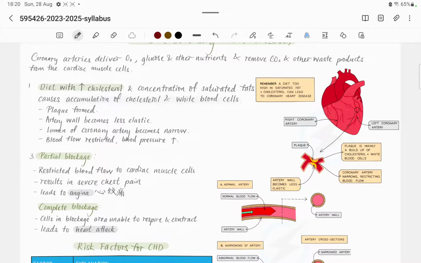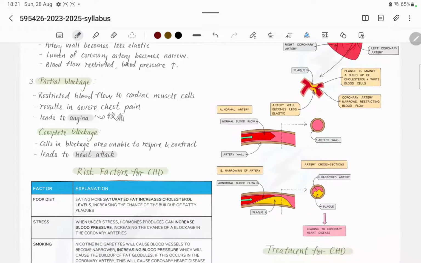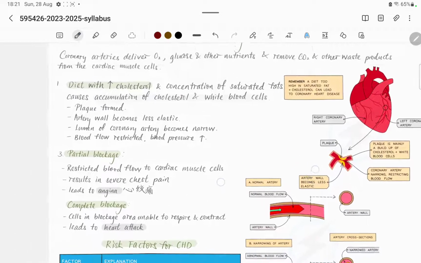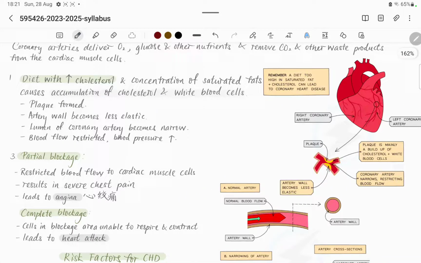So when you eat food with high cholesterol or a high concentration of fats, saturated fats to be specific, this will cause the cholesterol to accumulate with the white blood cells in the blood vessel, like that. And then plaque is formed. The yellow color thing is plaque.